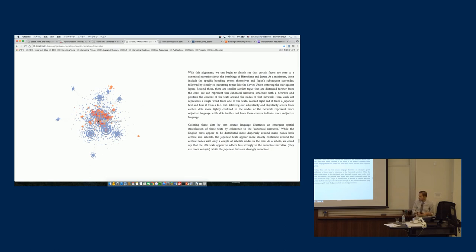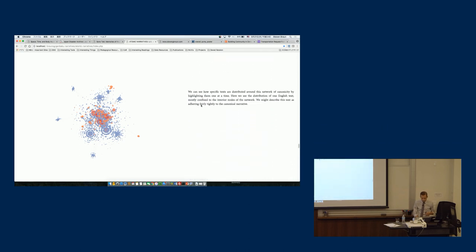So if I hover over particular ones, this central node here says dropping of atomic bombs. This occurs in all of the texts, so it appears at the center of the network. Here we have the Potsdam Declaration. And every circle, every little dot, blue and red, around this network represents a word from either a Japanese textbook or a US history textbook. The red dots represent words from Japanese textbooks, and the blue dots represent words from US history textbooks. And we start to see that there are some differences in the ways that these texts are dispersed around this quote-unquote canonical narrative. So we pull out just a few.